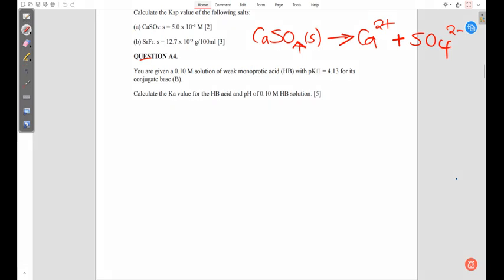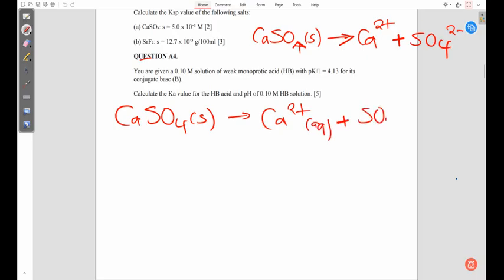So what do we have? We have calcium sulfate as a solid dissociating into calcium 2+ ions plus sulfate ions. Okay, now we've been given the solubility. Now if I was to show you something, there's a formula that we actually use here.